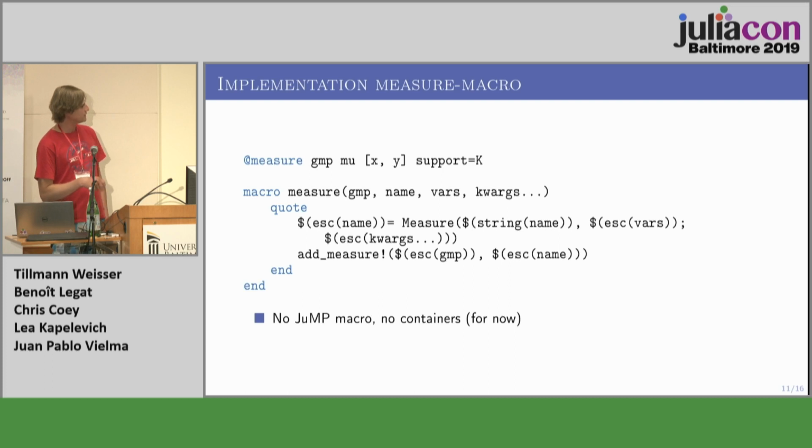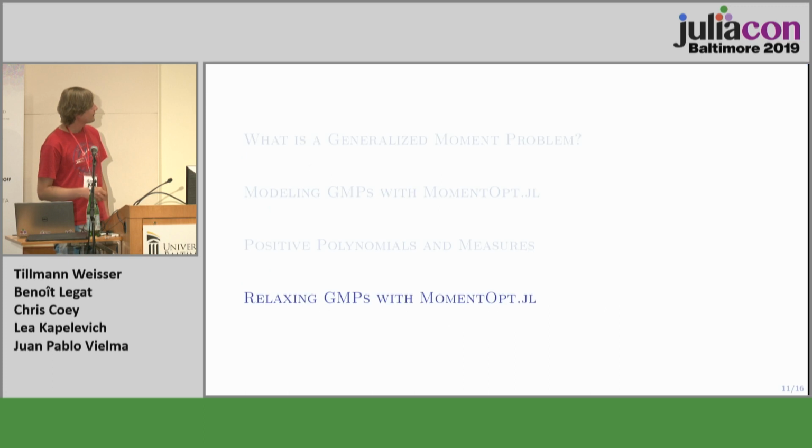So Benoît is trying to convince me that I should use variables instead of measures, because then I could have containers as a normal JuMP variable. He might succeed in doing so. So for the moment, I cannot use containers here. I cannot define a whole bunch of measures. I have to define every measure on its own. Okay.